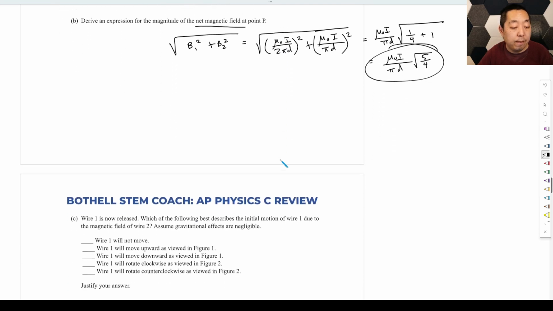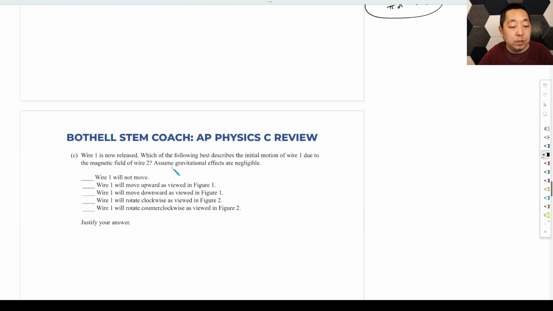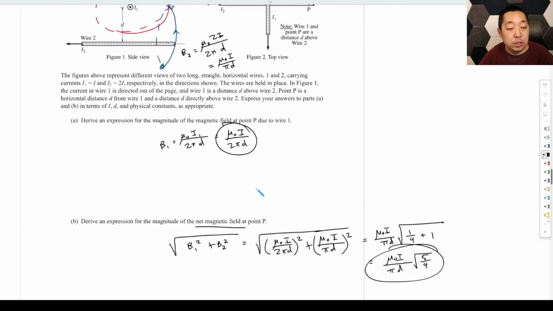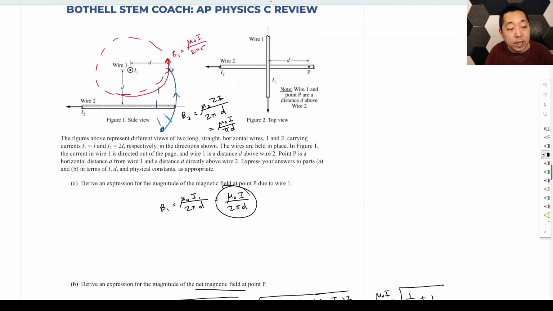Okay. Wire 1 is now released. The following describes the initial motion of wire 1 due to the magnetic field of wire 2. Assume gravitational effects are negligible. So we have a force, right? Because why? Because there's a magnetic field from wire 2 onto wire 1, and wire 1's carrying current. So wire 1 has current going through a magnetic field, right?